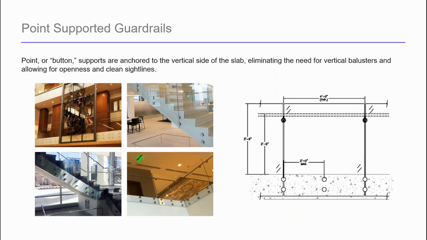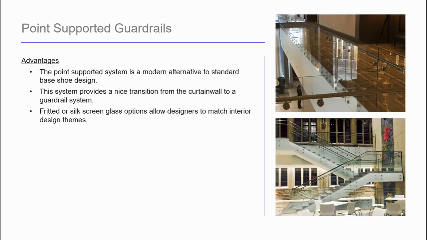Okay, let's talk about point-supported guards. What are we talking about there? We're just talking about discrete places on the glass where the stress is concentrated and taken back to the structure. So what are the advantages? The point-supported system is a modern alternative to standard base shoe design. You could have a base shoe, but that would be on top or on the edge of the slab. It's a little bit more obtrusive, whereas these points you can leave visible, and they can become part of the aesthetic as well. It provides a nice transition from the curtain wall to a guardrail system. It's used in that application a lot. And you can, of course, put a frit or silkscreen pattern on the glass.